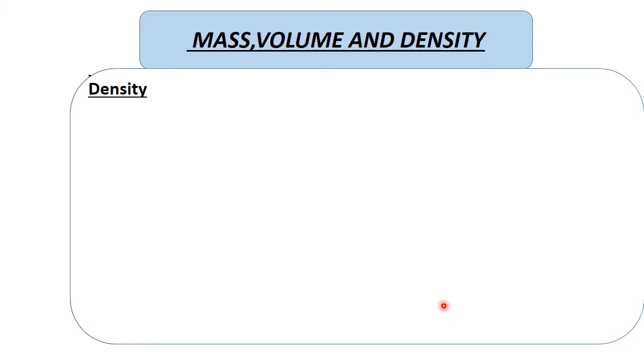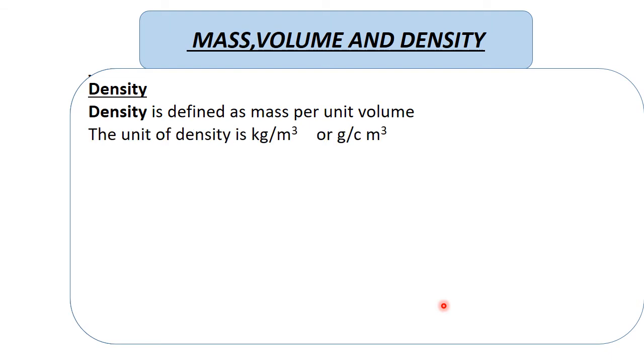The last concept we're going to take a look at is density. What is density? Density is defined as mass per unit volume. The unit of density is kilogram per meter cubed or gram per centimeter cubed.